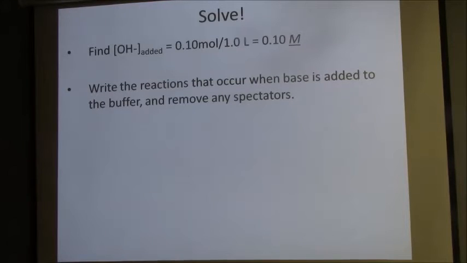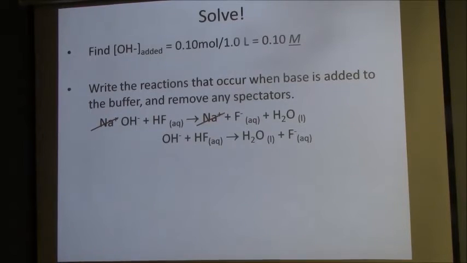And then we're going to write the reaction that happens when the acid reacts with a base. Acid plus base makes water and salt. And we're going to get rid of any spectators. That's why I wrote NaOH like this and NaF like this, right? Because sodium is a spectator. So what's really happening here is hydroxide and HF are reacting to form fluoride and water. Okay, sodium ion is just a spectator. So there's my net ionic equation.